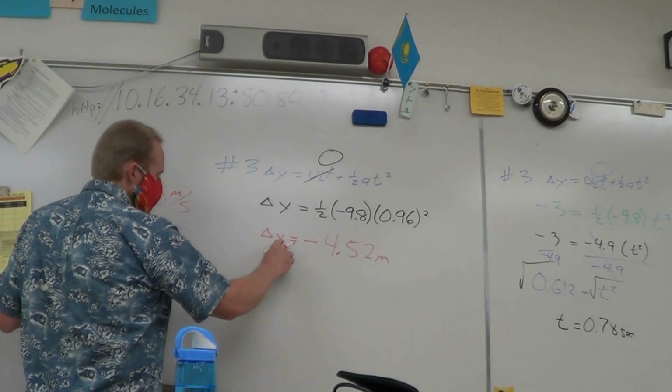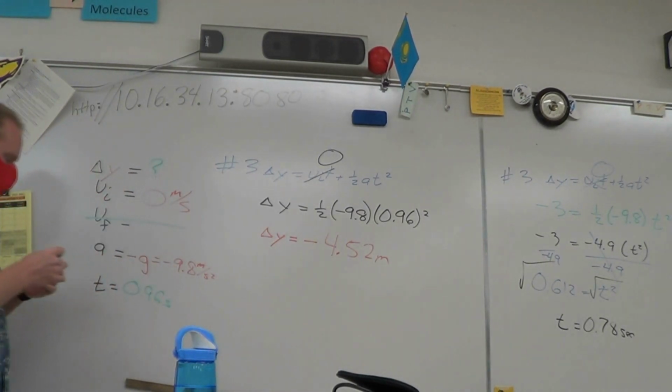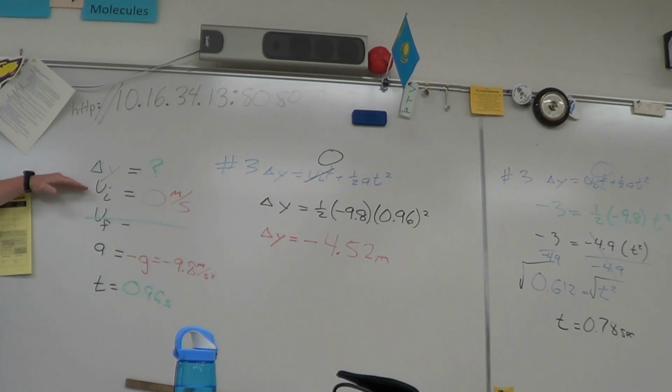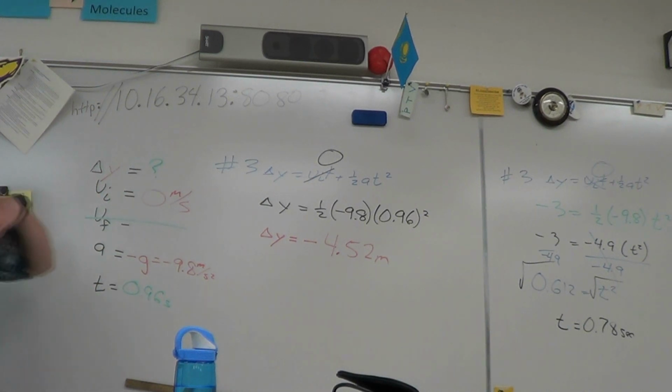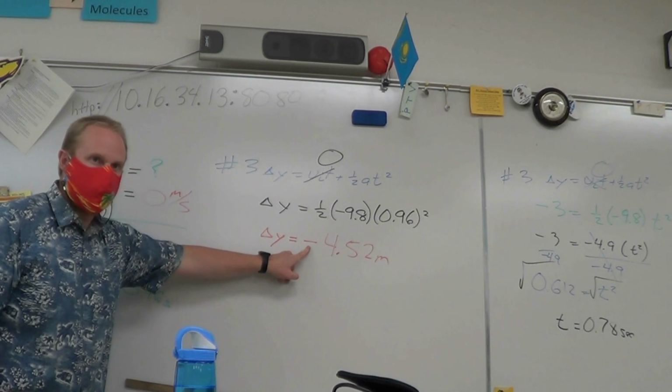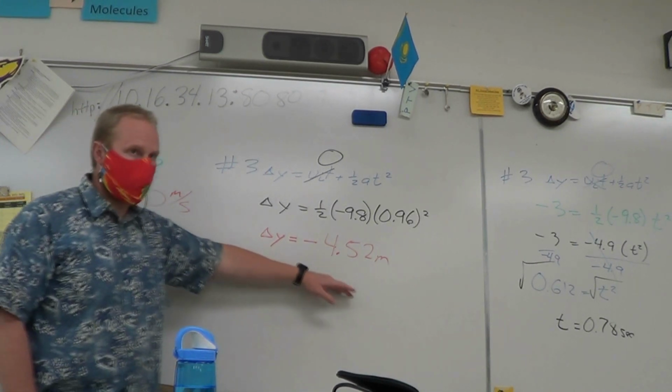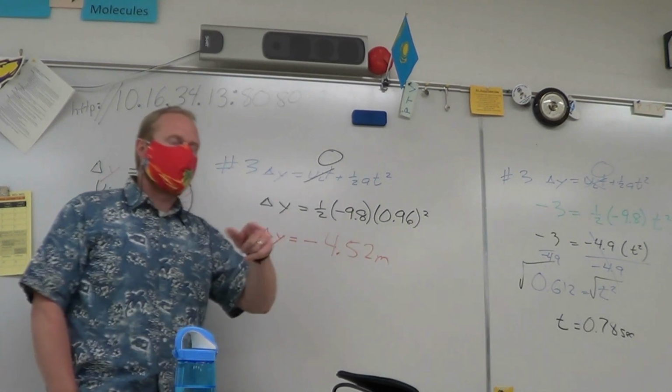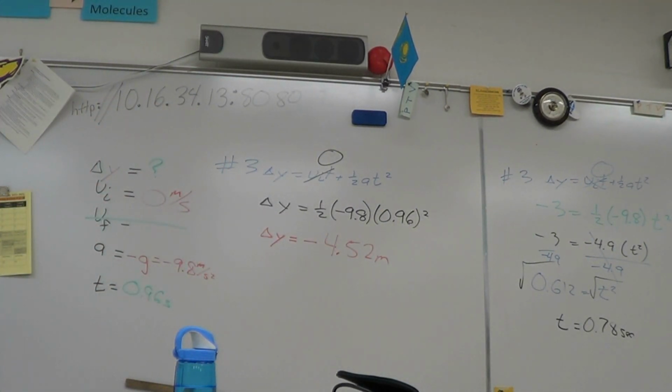Now, I want to emphasize a few things. What object was going 0 meters per second? The penny. The penny was moving 0 meters per second initially, right? What object was accelerating due to gravity at negative 9.8 meters per second squared? The penny. What object fell 0.96 seconds? The penny. What was the displacement of the penny? The penny went, what does this mean? Down. It went down 4.52 meters. The penny went down 4.52.